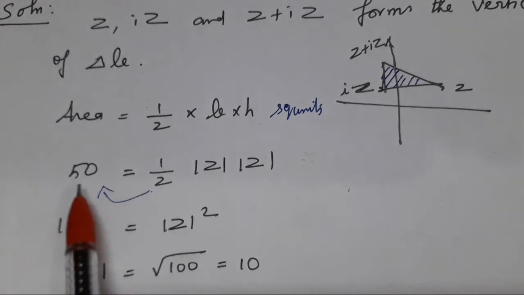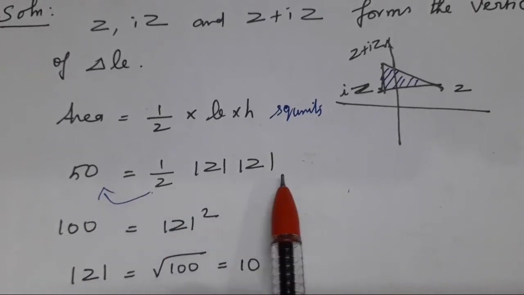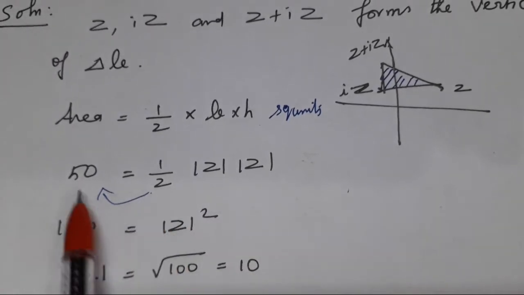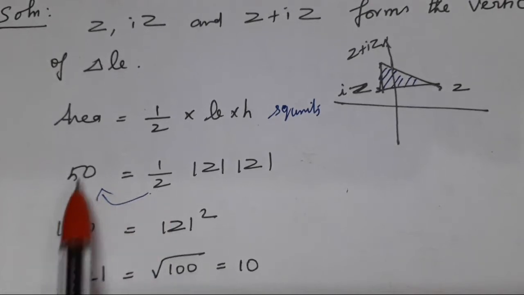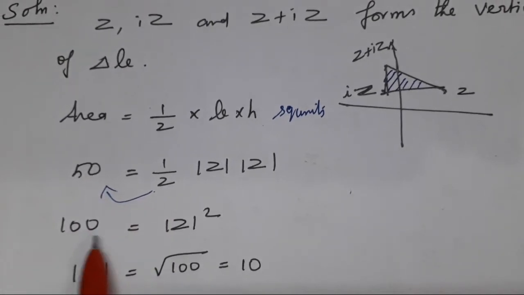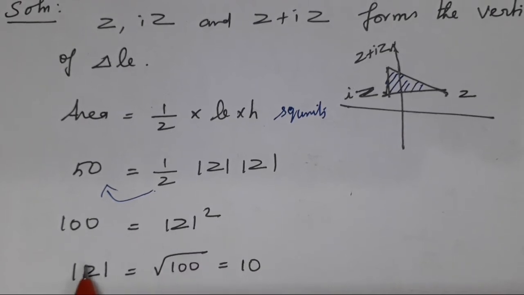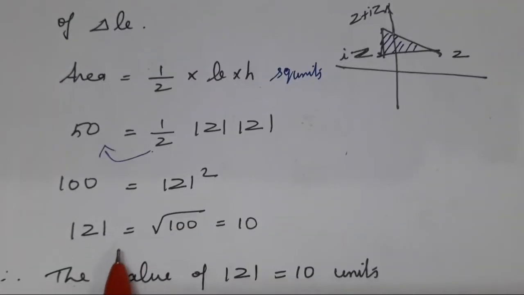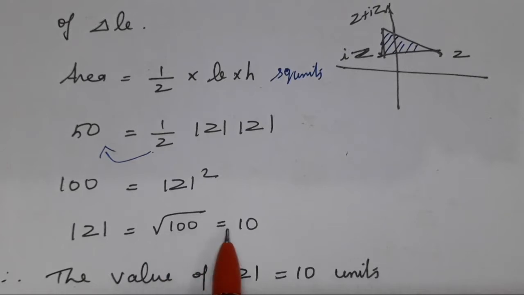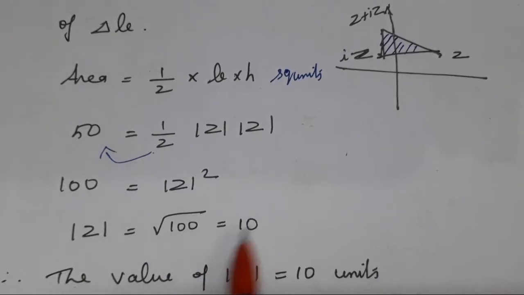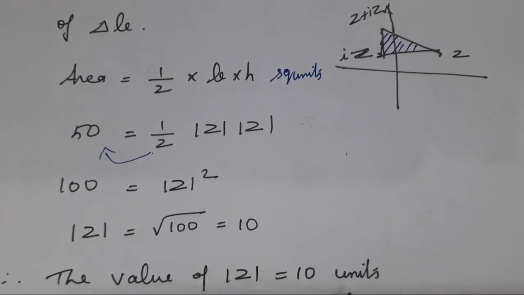So 50 equals 1 by 2 into modulus of z into modulus of z. If you multiply 50 by 2, it becomes 100. 100 equals modulus of z square. Now modulus of z square equals 100, so what is modulus of z? Square root of 100. 100 is 10 into 10. We take only 10 units. So the value of modulus of z is 10 units. Very simple sum only.